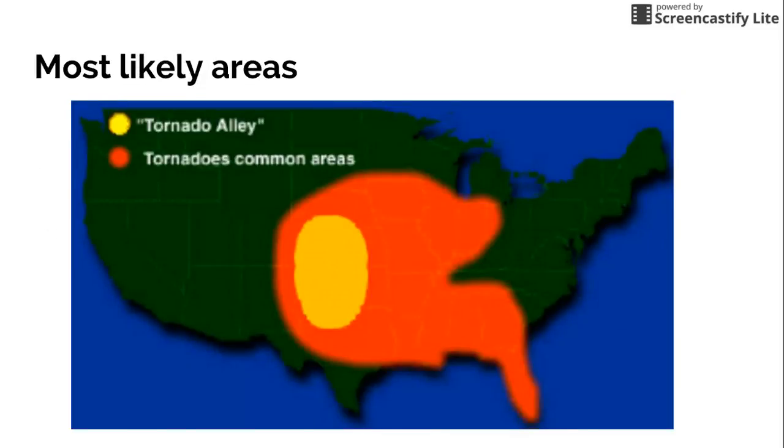So what are the most likely areas? In the Midwest, we have an area called Tornado Alley, and this is where a lot of the worst tornadoes can occur. And then we do have some common areas as well, noted in the reddish-orange color outside of that.